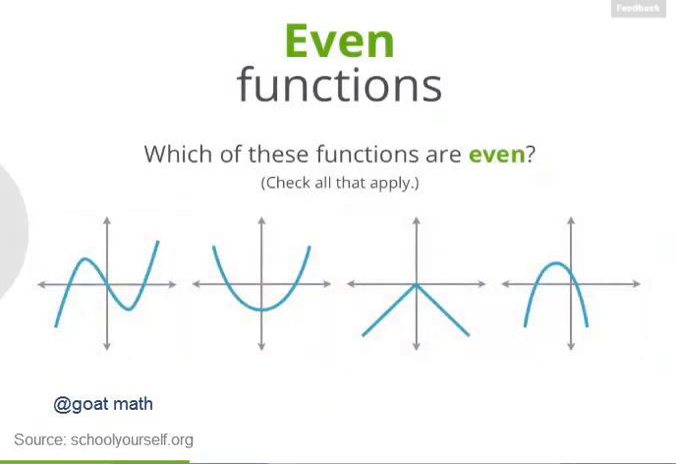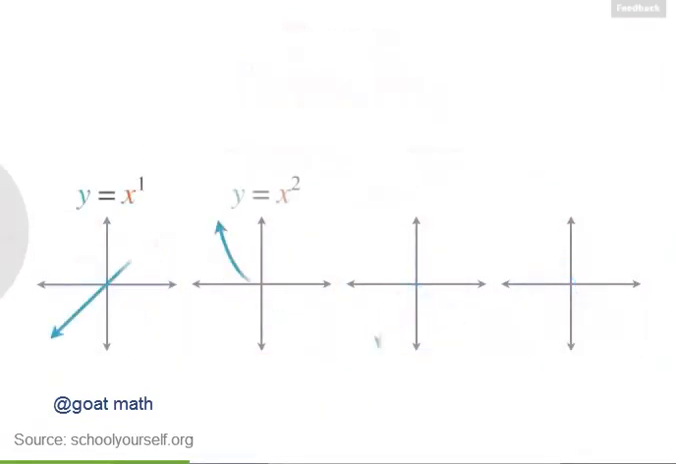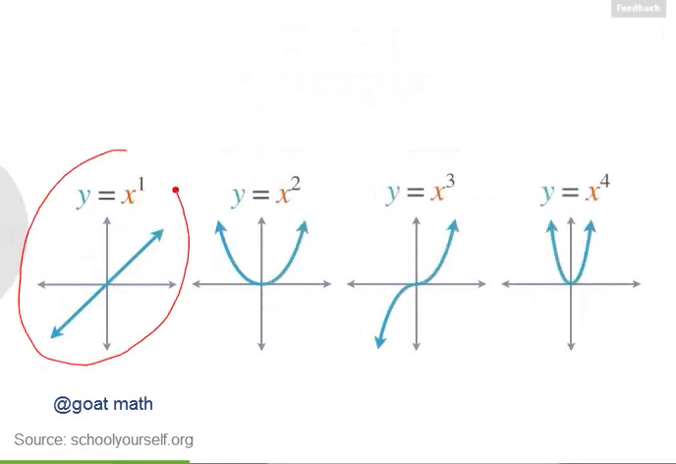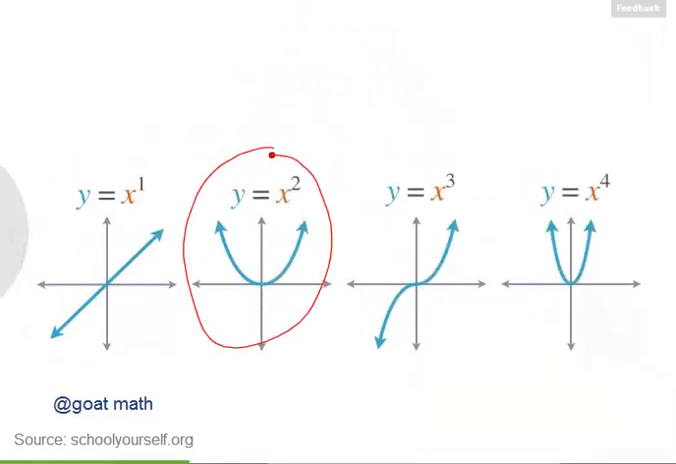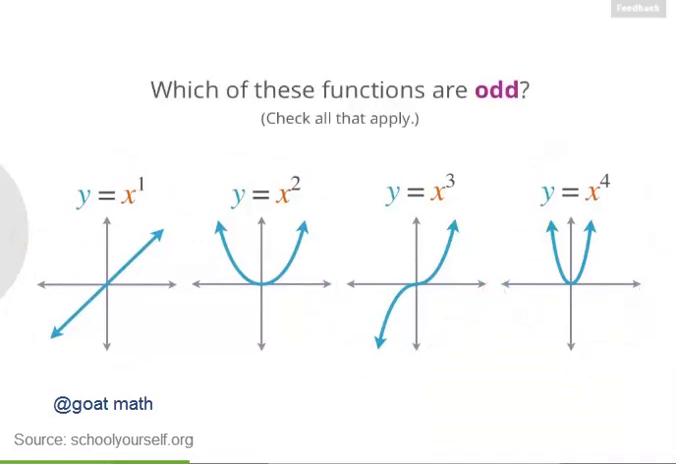Now let's look at a few power functions. Here are the graphs of y equals x to the first, y equals x squared, y equals x cubed, and y equals x to the fourth. Which of these functions are odd?